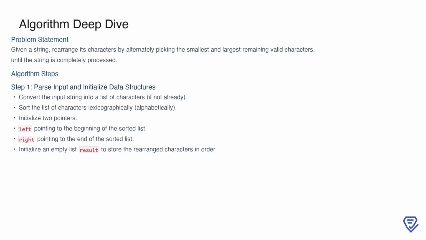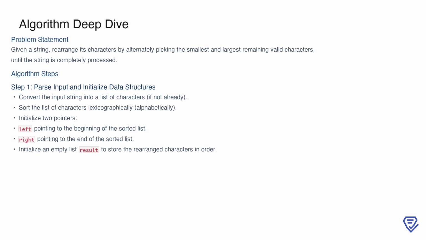First, we convert the input string into a list of characters, ensuring it's easy to manipulate. Then, we sort this list lexicographically so that the smallest characters come first and the largest come last. We initialize two pointers, one called left, pointing to the start of the sorted list, and another called right, pointing to the end. These pointers will help us efficiently track the smallest and largest unprocessed characters.